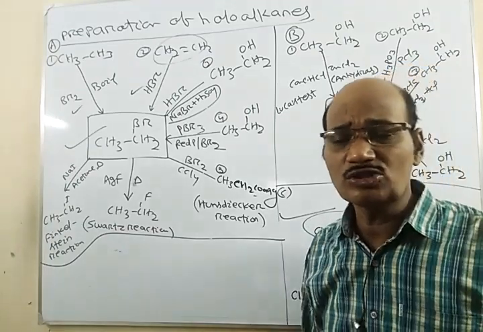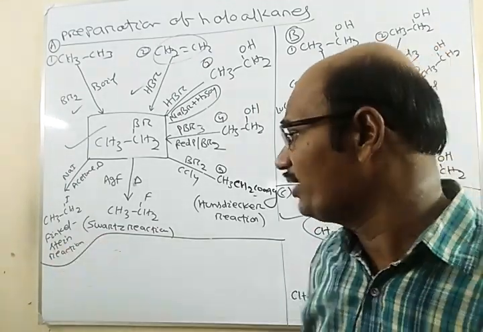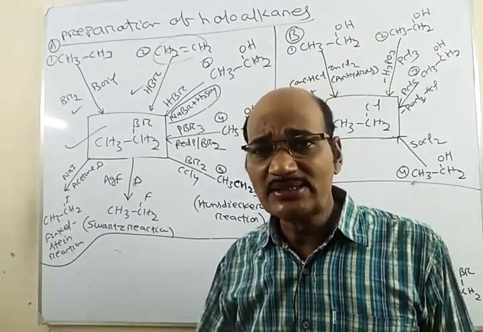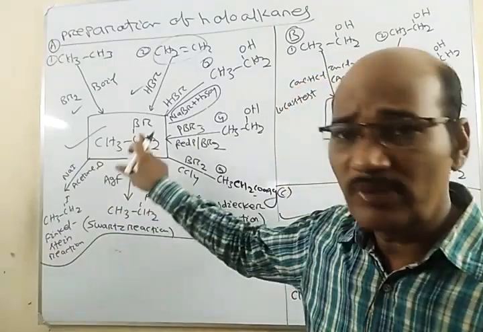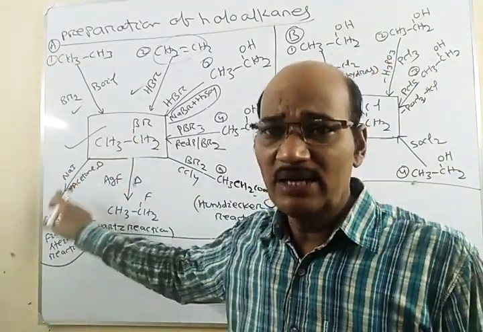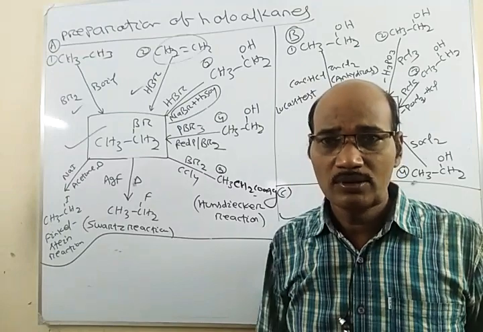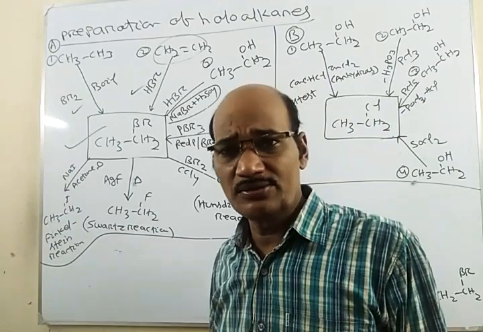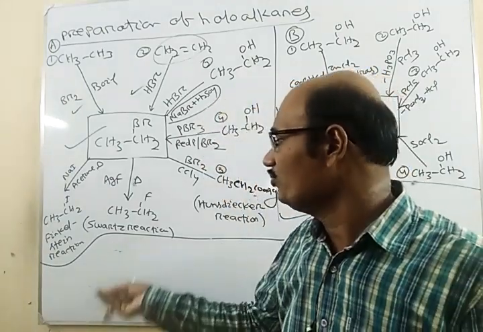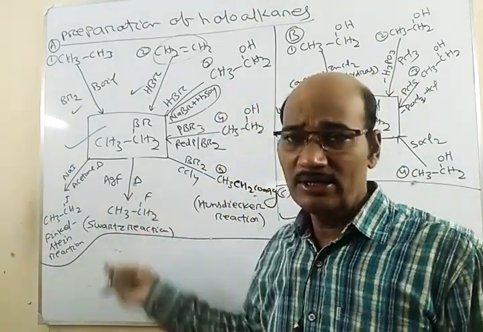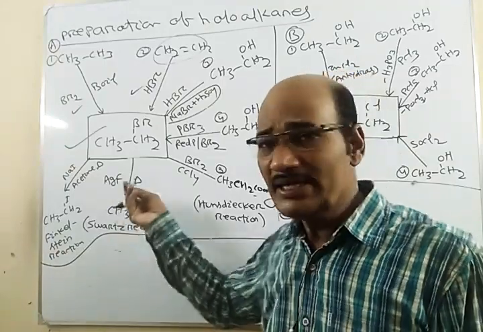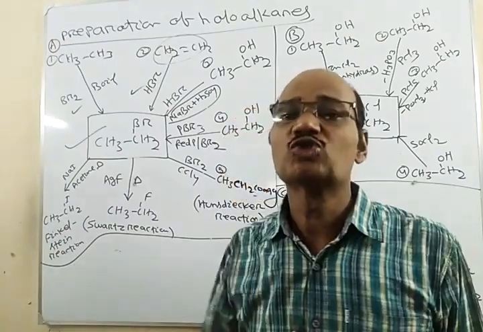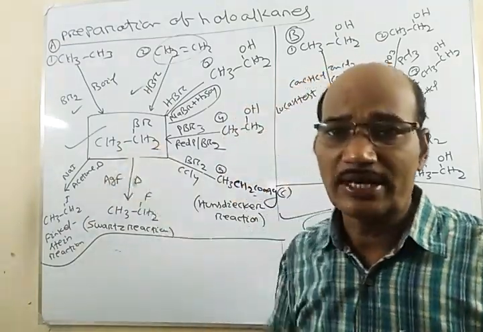So if a question asks what is the Finkelstein reaction, this is an iodide exchange reaction where an alkyl bromide is heated with NaI in presence of acetone. And also, if a question asks what is the Swarts reaction, the Swarts reaction is the formation of alkyl fluoride from alkyl bromide. When ethyl bromide is heated with AgF, ethyl fluoride is formed. This is known as the Swarts reaction, and we can write the equation.